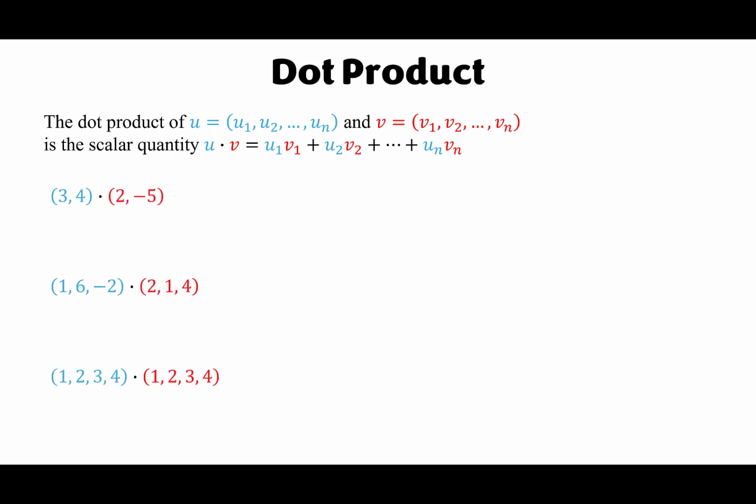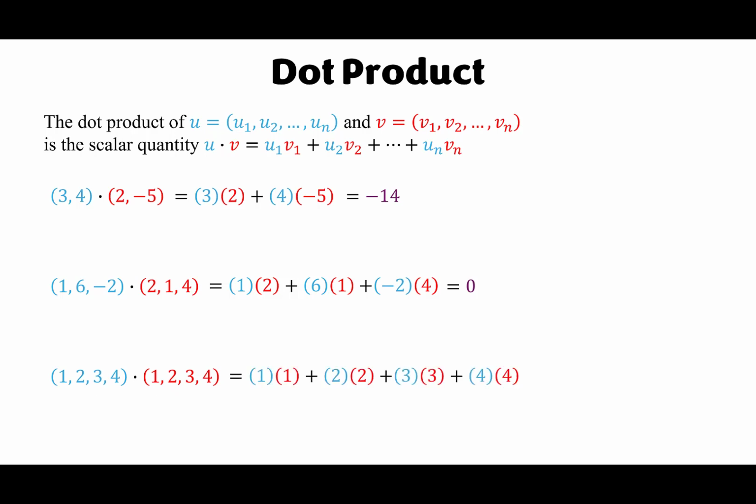So here's three examples. This would be a good spot to stop the video and see if you understand the definition first. First example, multiply corresponding elements and add them up. So negative 14 is the dot product between those two vectors. Next example, multiply corresponding elements and add them up. You happen to get 0 in this case. This would be 2 plus 6 minus 8, 0. In the last example, each vector has 4 elements, so we need to do 4 multiplications, and then add them all up, and you get 30 in that case.